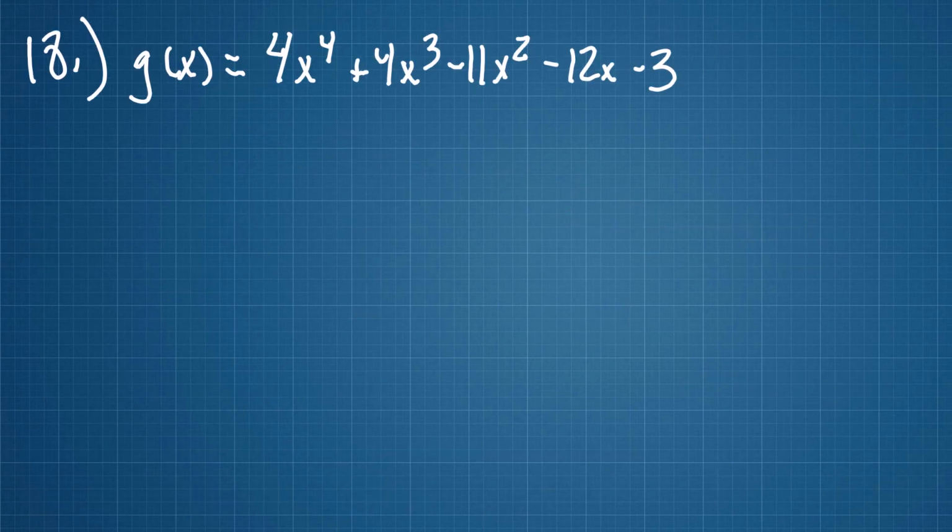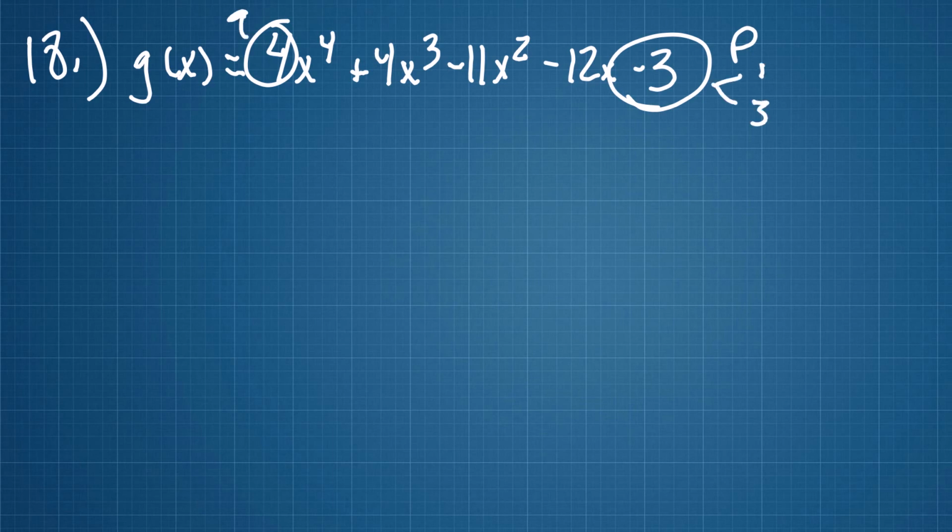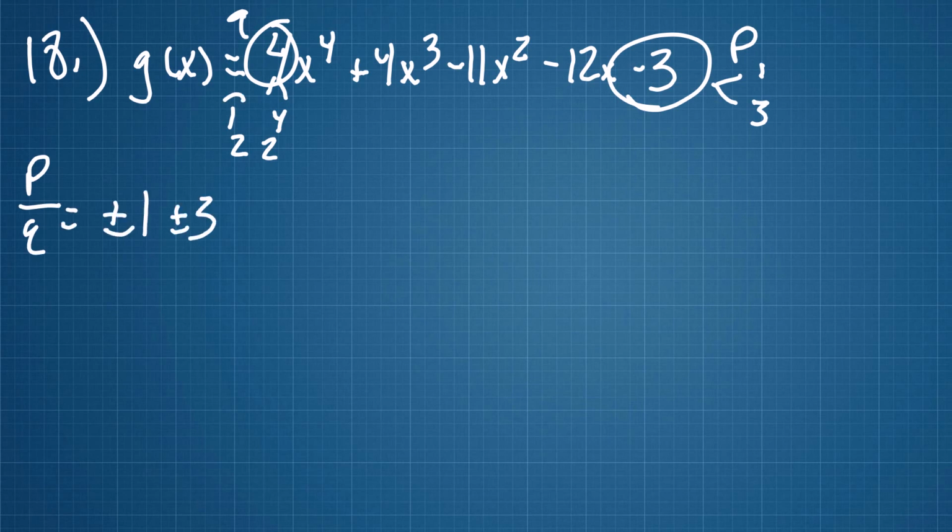Alright, 18 is going to be just like all the other problems we did. There's my P. Here's my Q. So how do I get 3? Well, 1 and 3. How do I get 4? 1 and 4 and 2 and 2. So when I do my list of P's over Q's, I'm going to have plus or minus 1, plus or minus 3. That's from everything being over 1.